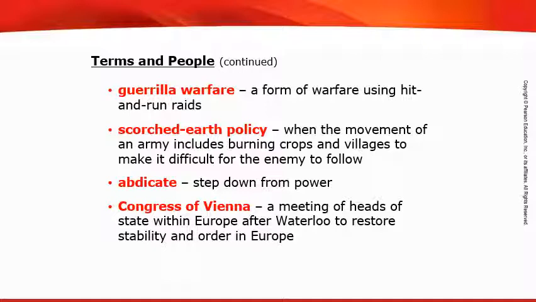Congress of Vienna was a meeting of the heads of states within Europe after the Battle of Waterloo, in which Napoleon and the French army were defeated, and from that point onward Napoleon could not rise again. European nations started to meet periodically. They set up an organization where they tried to find ways to bring stability and peace to Europe. So that was the Congress of Vienna.